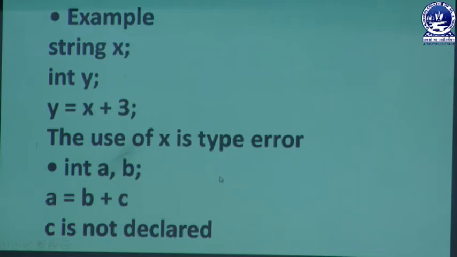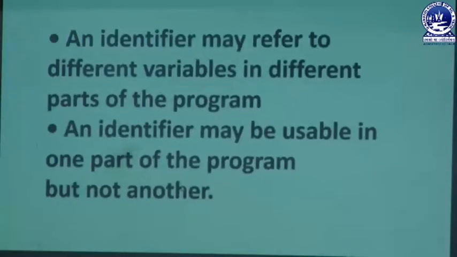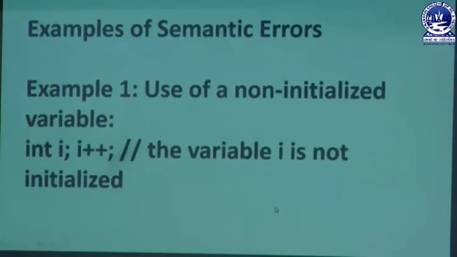The next example is where I have used int a, b, and a = b + c. When you use this type of statement, again an error will occur: c is not declared. An identifier may refer to different variables in different parts of the program. An identifier may be usable in one part of the program but not another. In this way, semantic analysis uses a number of aspects to check whether there is any semantic error or not.